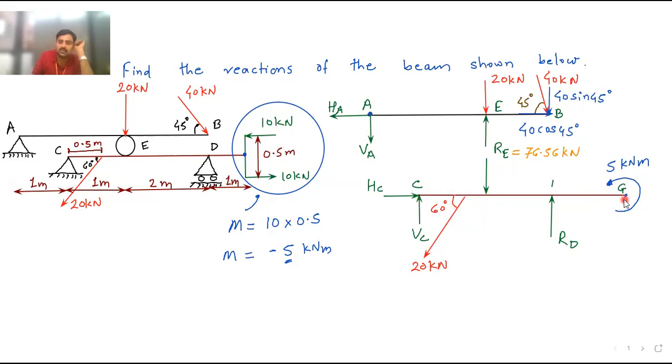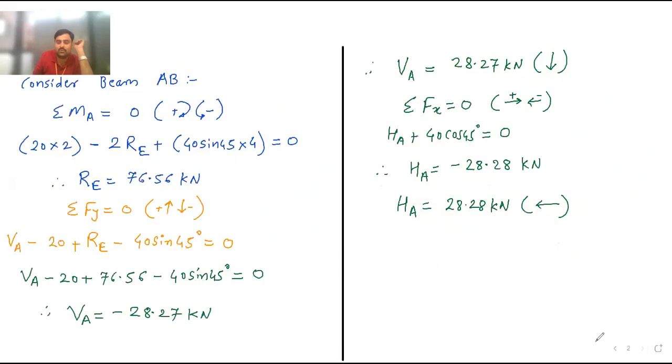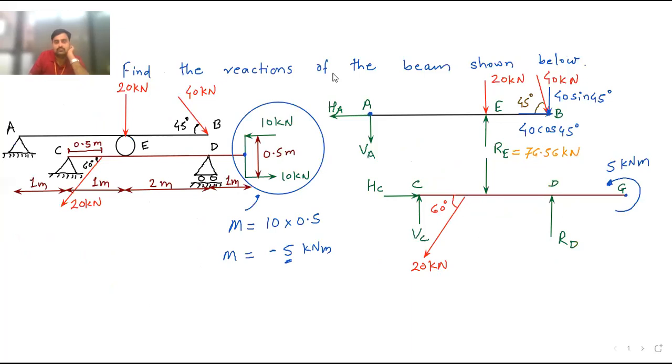Second, now consider beam CG. You can call this CD or CG, whatever you want. So here I will write: consider beam CG. Now if I take the moment at C equal to 0, HC will become 0 and VC will become 0. Then you will get the value of RD.